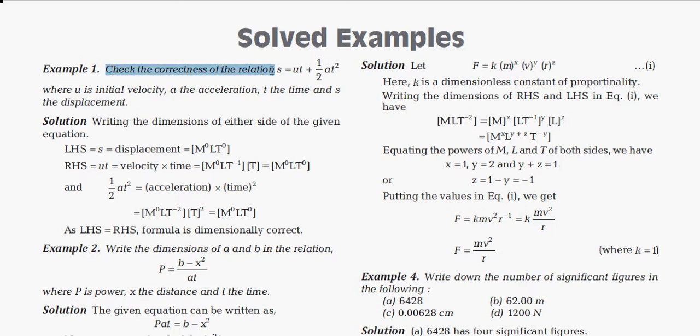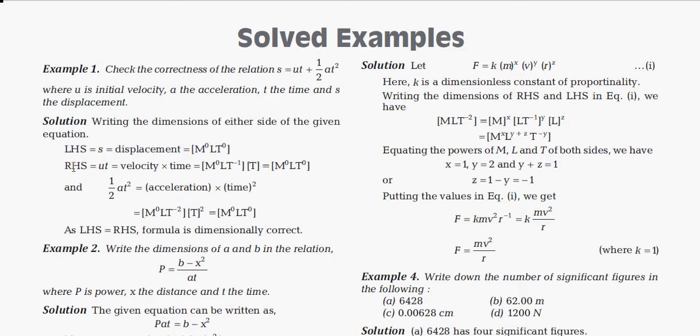Check the correctness of the relation s equal to ut plus half at square, where u is the initial velocity, a is the acceleration, t is the time, and s is the displacement. So we need to prove whether this is correct or not. For this, first let's see the LHS, that is displacement. Displacement has the dimension L, and the remaining terms have power 0. So we have the LHS.